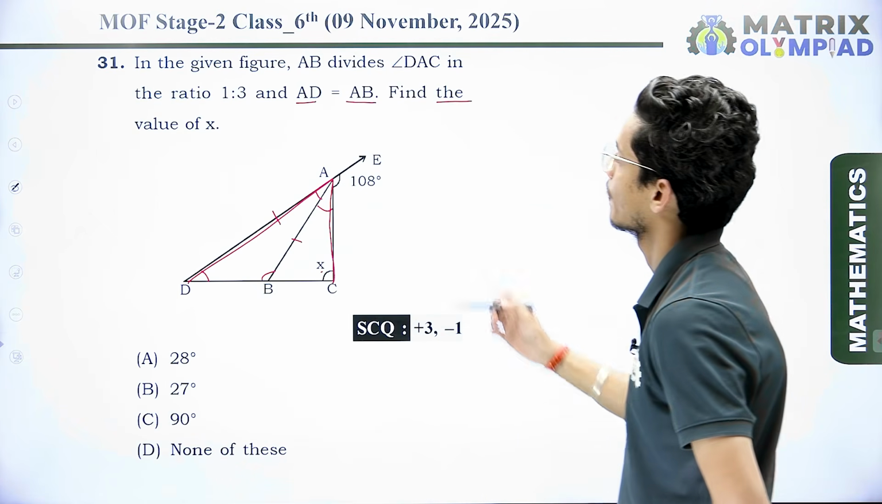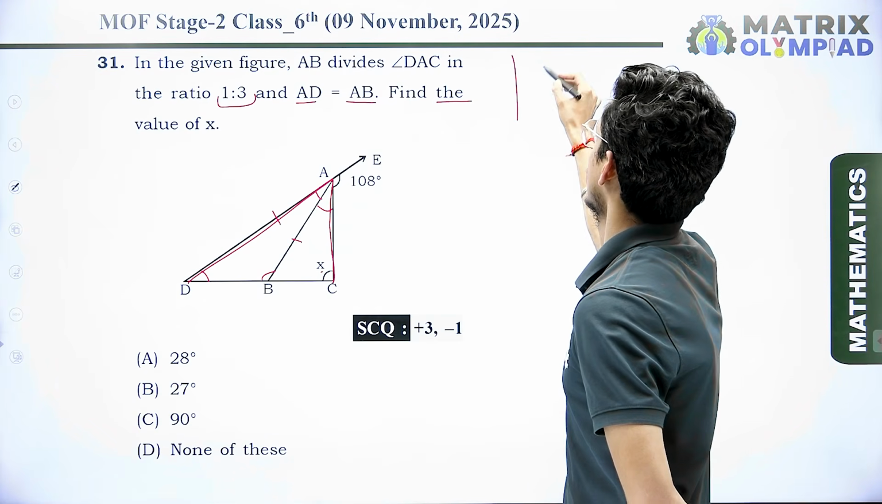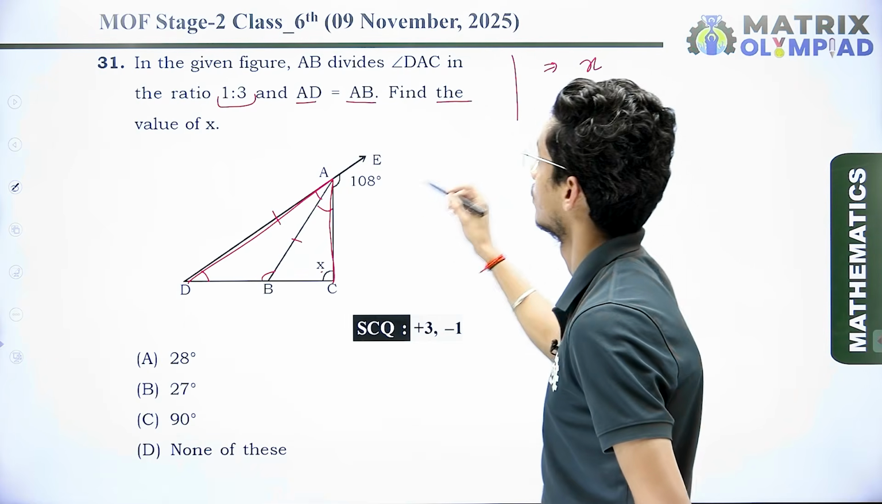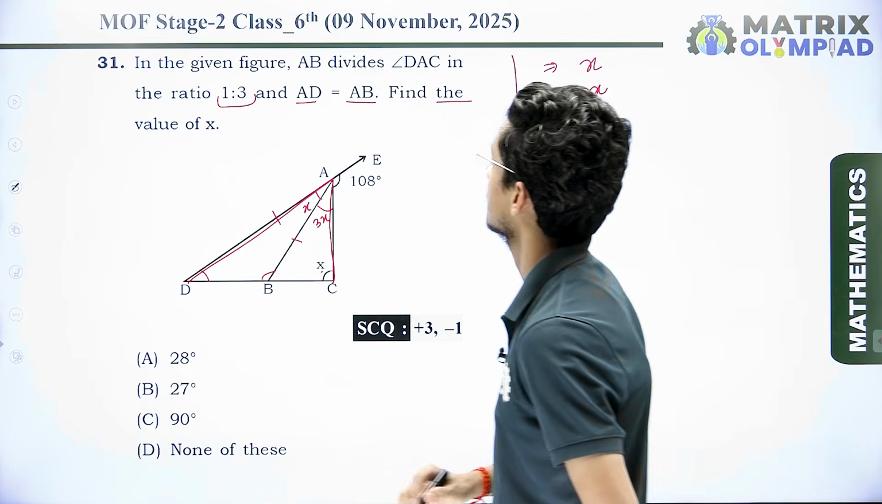So first we convert the ratio in the form of angle. Let the first be x and the other 3x. So we can say this one is x and this one is 3x.